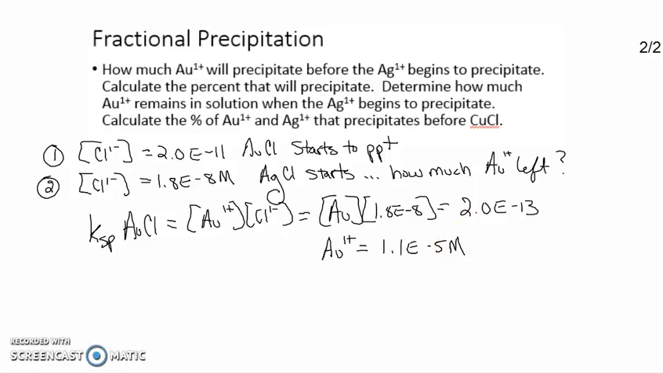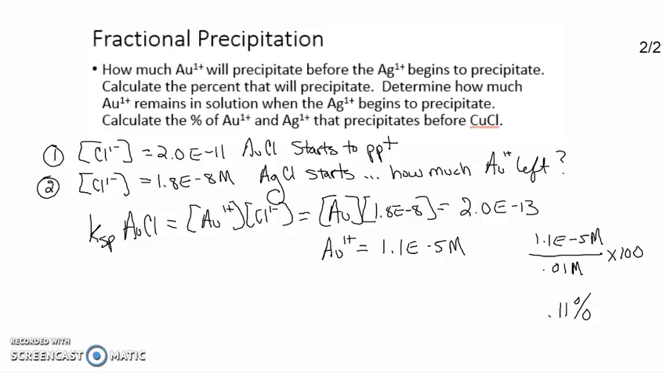So if we want to know the percentage that remains in the solution, then I would take this new molarity, divide it by the original molarity, 0.01 molar, multiply it times 100 and report that as a percent. And I find about 0.11% is remaining at that point.